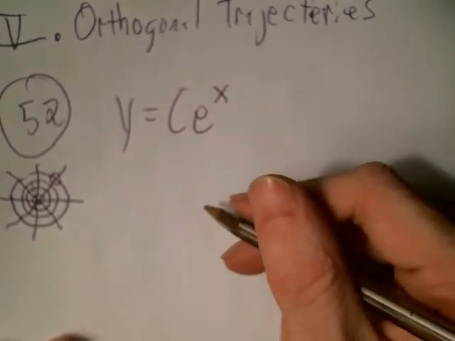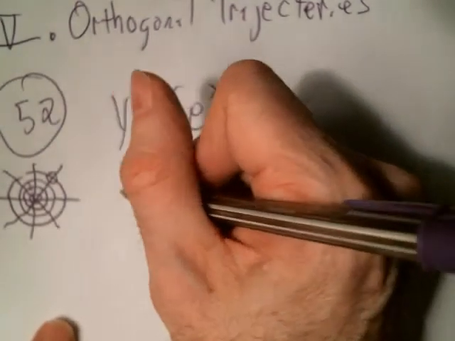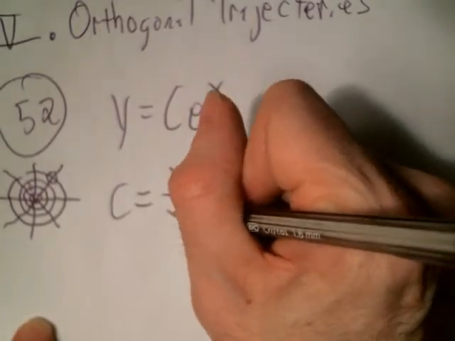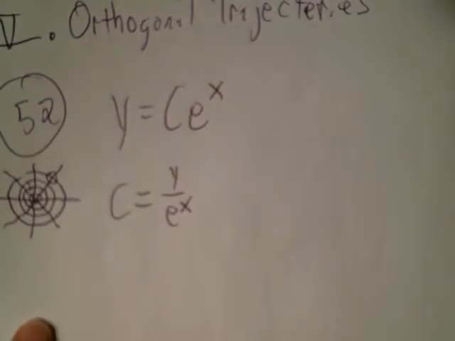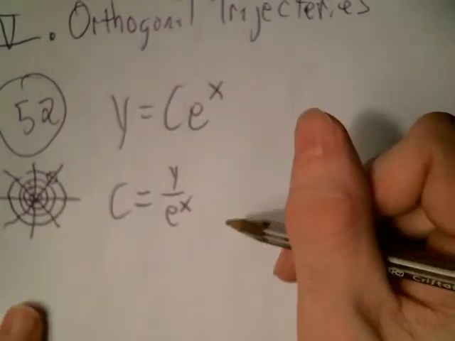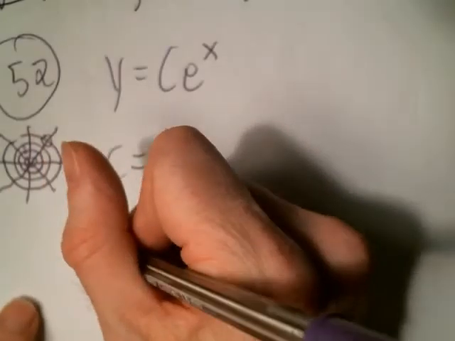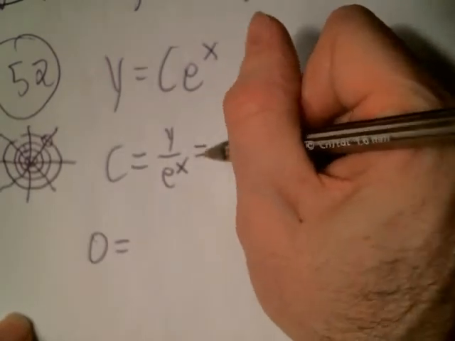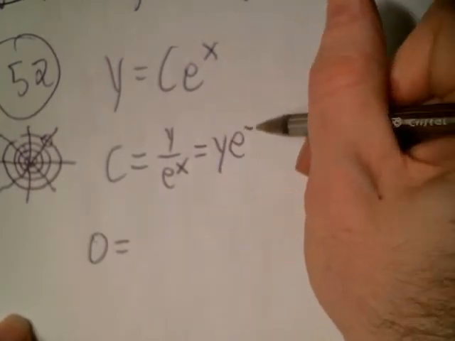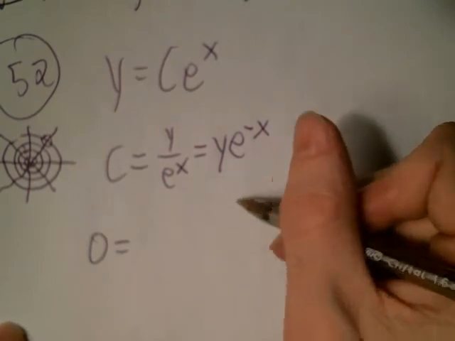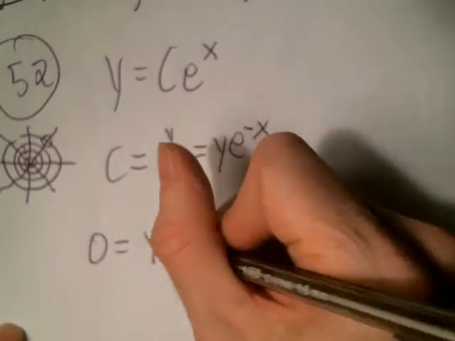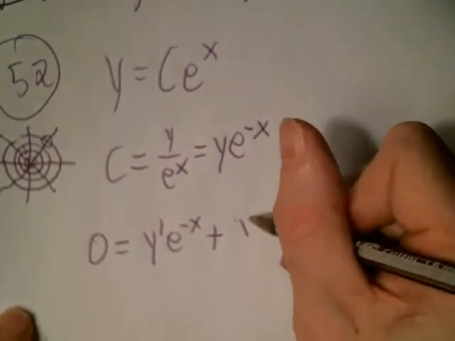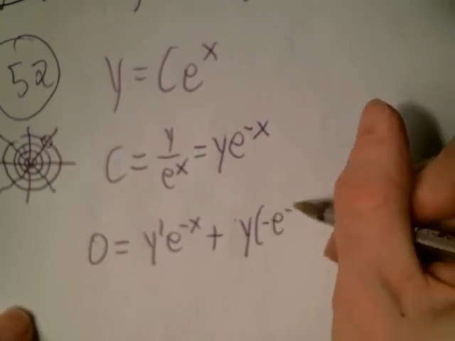So how do I do that? Well, you're going to first solve for c. So you get c equals y over e to the x. Then you can differentiate implicitly. So this will be 0, the derivative of a constant is 0, equals, and I think I'm going to rewrite this and exploit the product rule. So the derivative of y is y prime times e to the negative x, and then plus, leave y alone, and then the derivative of e to the negative x is negative e to the negative x.